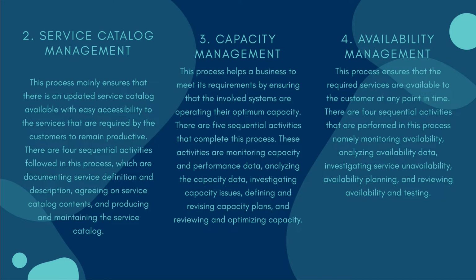4. Availability management. This process ensures that the required services are available to the customer at any point in time. There are 4 sequential activities that are performed in this process, namely monitoring availability, analyzing availability data, investigating service unavailability, availability planning, and reviewing availability and testing.